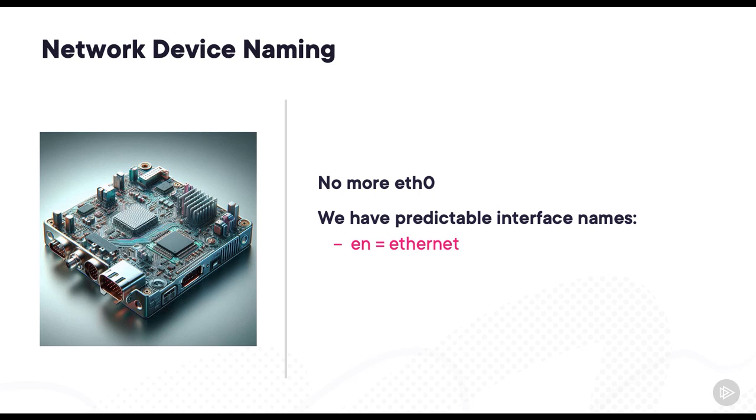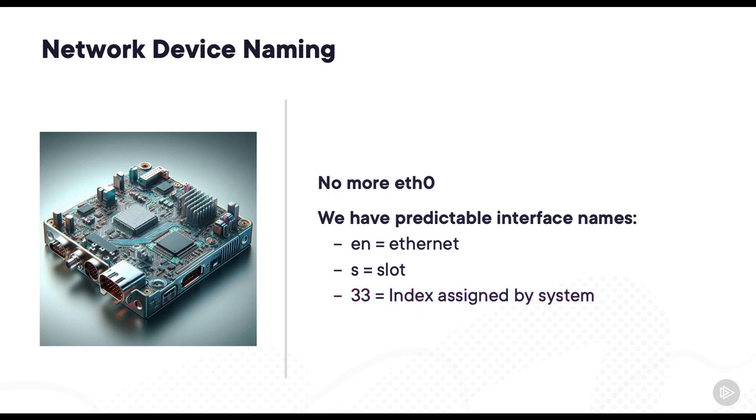But with our predictable names, the EN is standing for Ethernet. In this case, S is standing for slot. So the card is in some form of slot on the system. And then the 33 is an index assigned by the system to identify that interface.